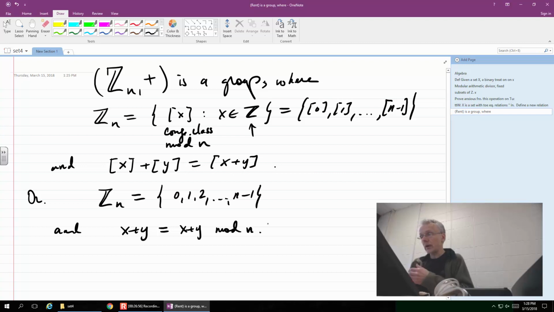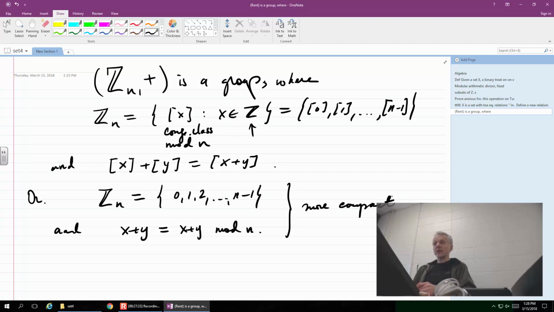Okay, so if x and y are between 0 and n minus 1, when you add them together, certainly you can get a number larger than or equal to n. But if you do it mod n, you're okay again. So that is a more compact representation and kind of less structure there to worry about.